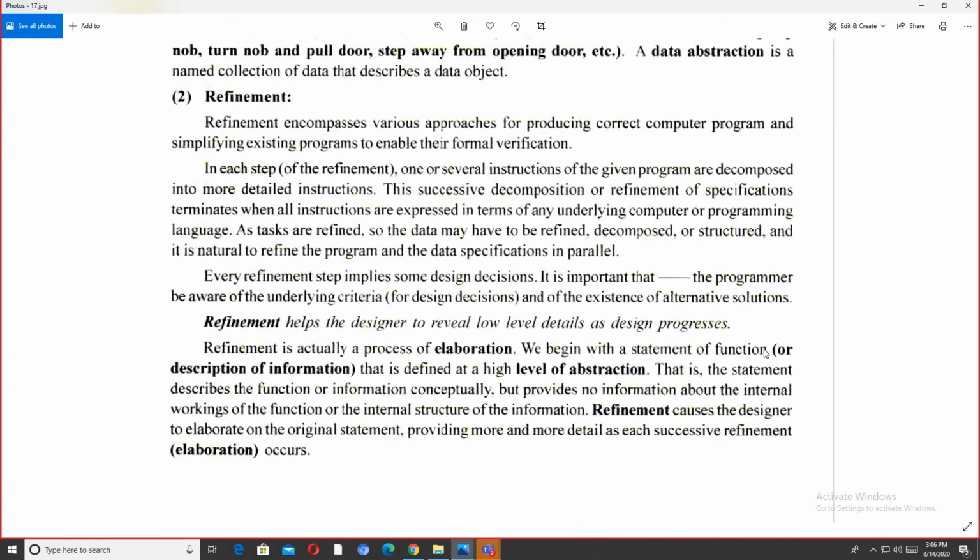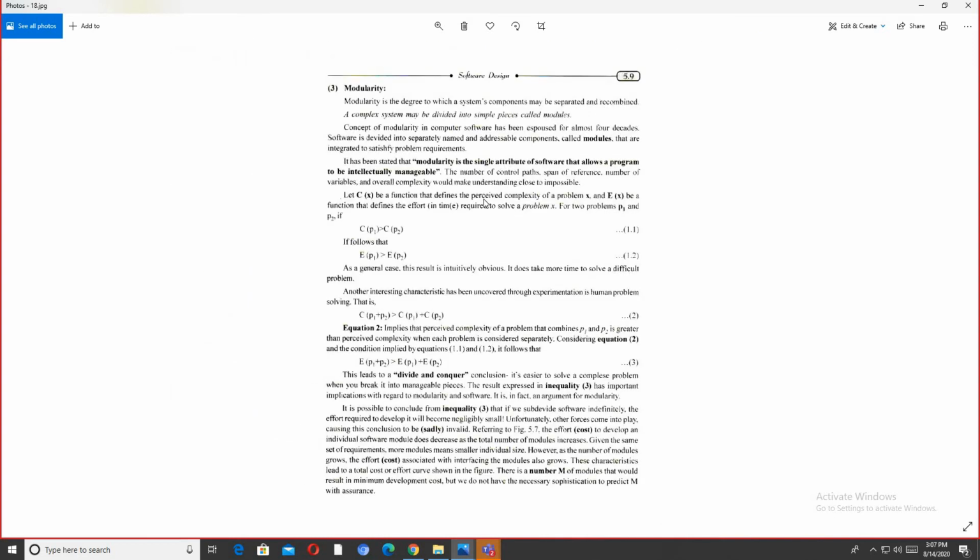Similarly, refinement causes the designer to elaborate on the original statement, providing more and more details as each successive refinement elaboration occurs. So finally, it is the original statement which we are talking about, which comes from a designer whenever he or she is further elaborating, so that a particular level of refinement may be reached.